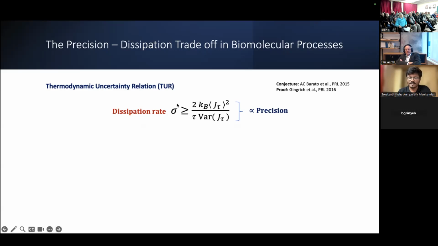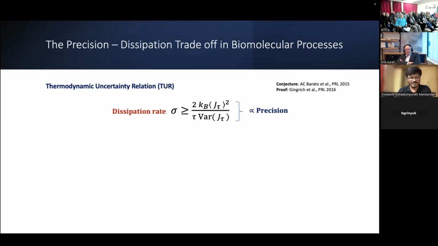And I'm denoting the dissipation rate by sigma, that is the rate with which energy is dissipated in this particular process. Here tau is the time duration of the process, kB is the Boltzmann constant, and J is the particular current that I'm measuring. So this was shown.